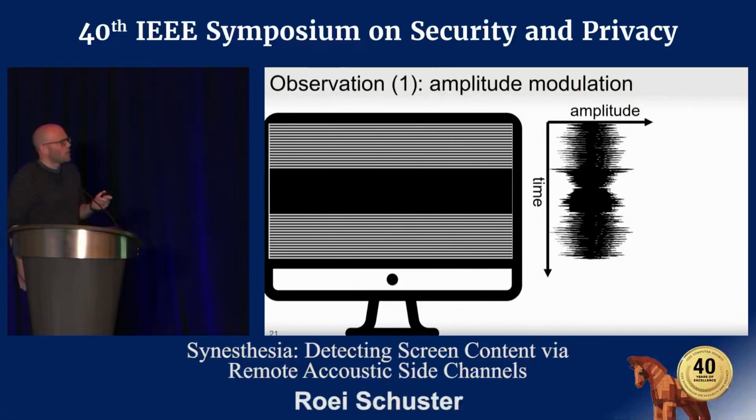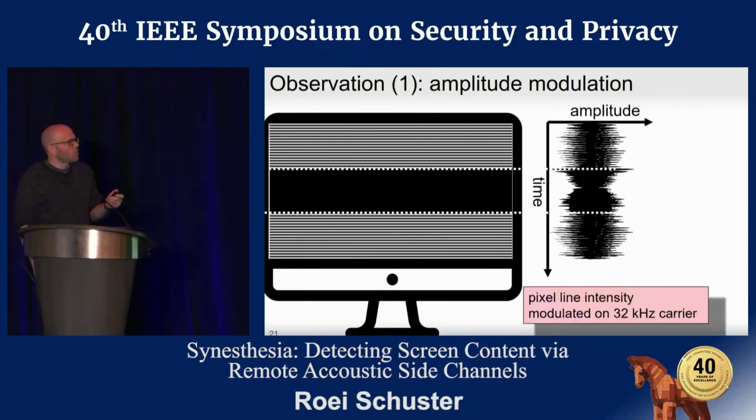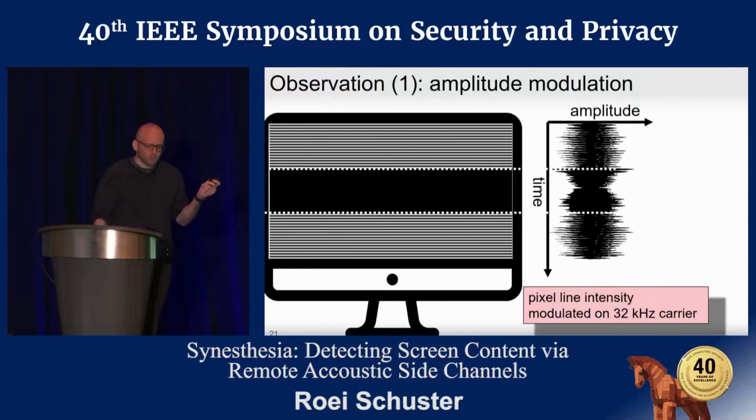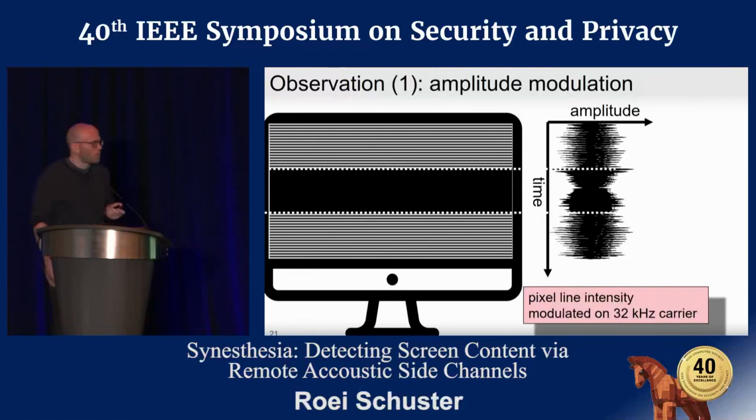So denoising starts with the observation that there is a signal that corresponds very highly to pixel line intensities or brightness. That is, in many screens that we tested, we saw the signal modulated on top of a carrier signal. In this case, a 32 kilohertz carrier signal. The modulated signal is easier to extract in a clean way, so we demodulate the signal and use that.